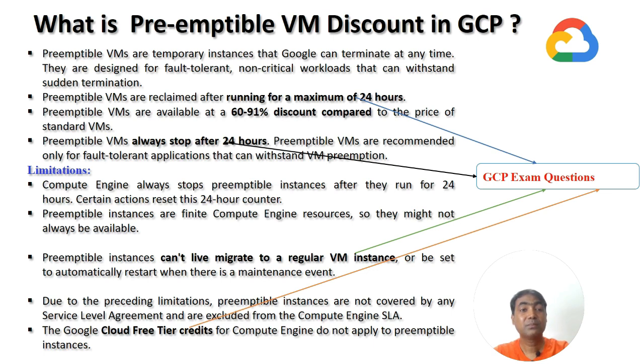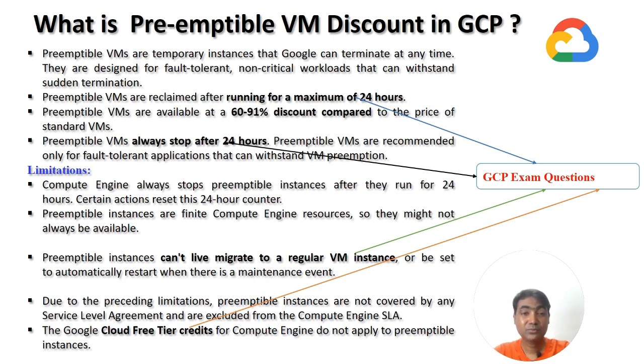Due to the preceding limitations, preemptible instances are not covered by any service level agreement and are excluded from the Compute Engine SLA, because preemptible VMs can run for a maximum of 24 hours. After this period, they are automatically terminated. And preemptible VMs are temporary VMs and they can be terminated by Google at any time.